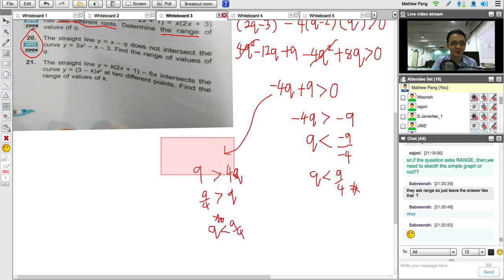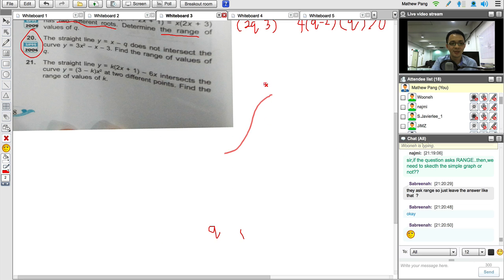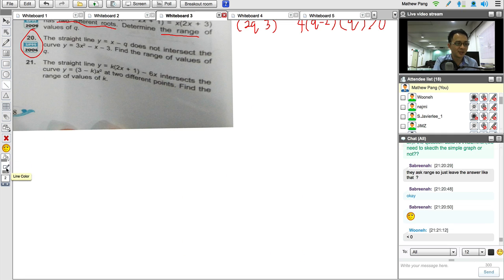And let me just erase something because I need more space to write. Okay, I have enough space, I think. Alright, just let me change to some other color maybe. Or I just use black. Alright, question 20. In this question, he said the straight line does not intersect the curve. Find the range of values of q. I say when you see does not intersect, it means actually they have no root.